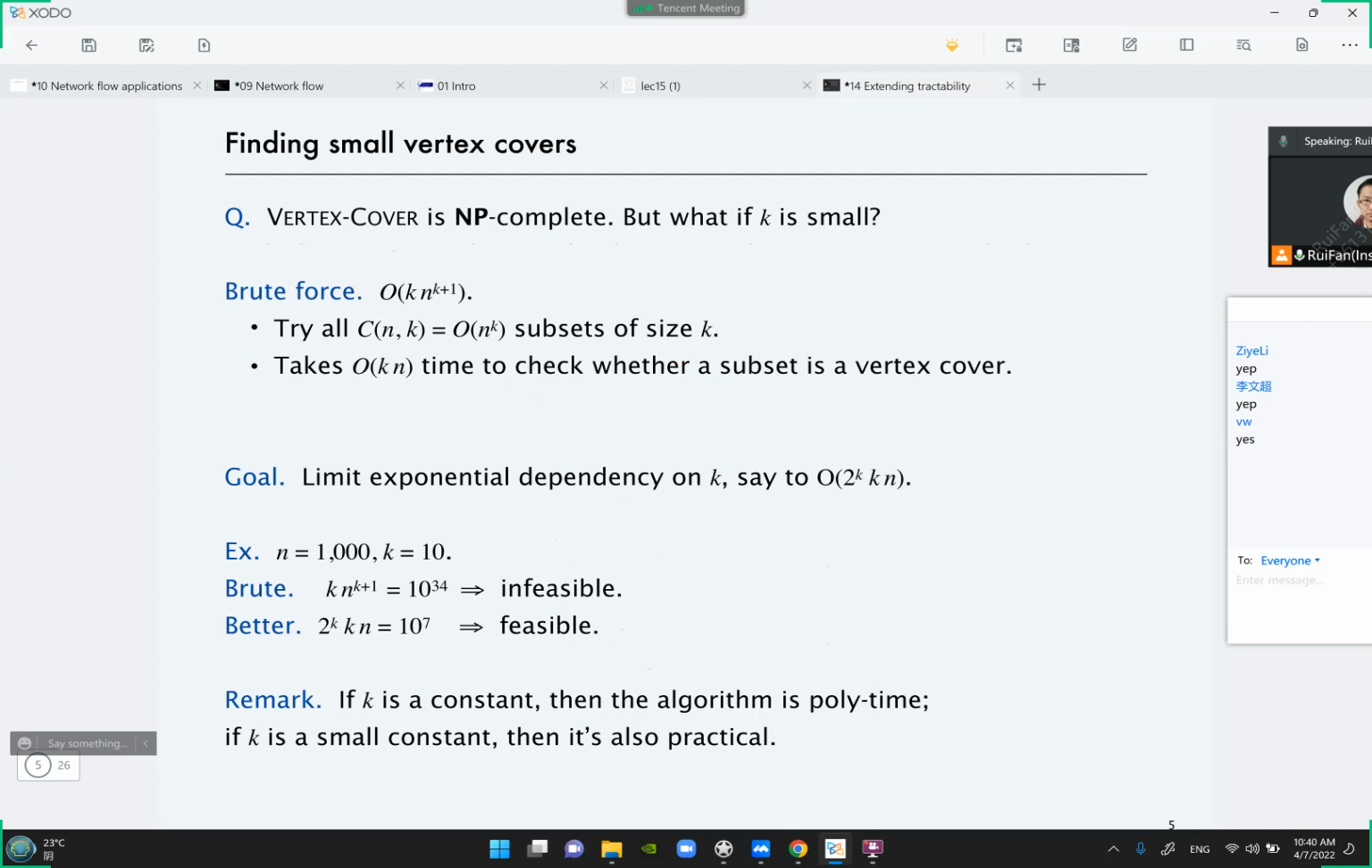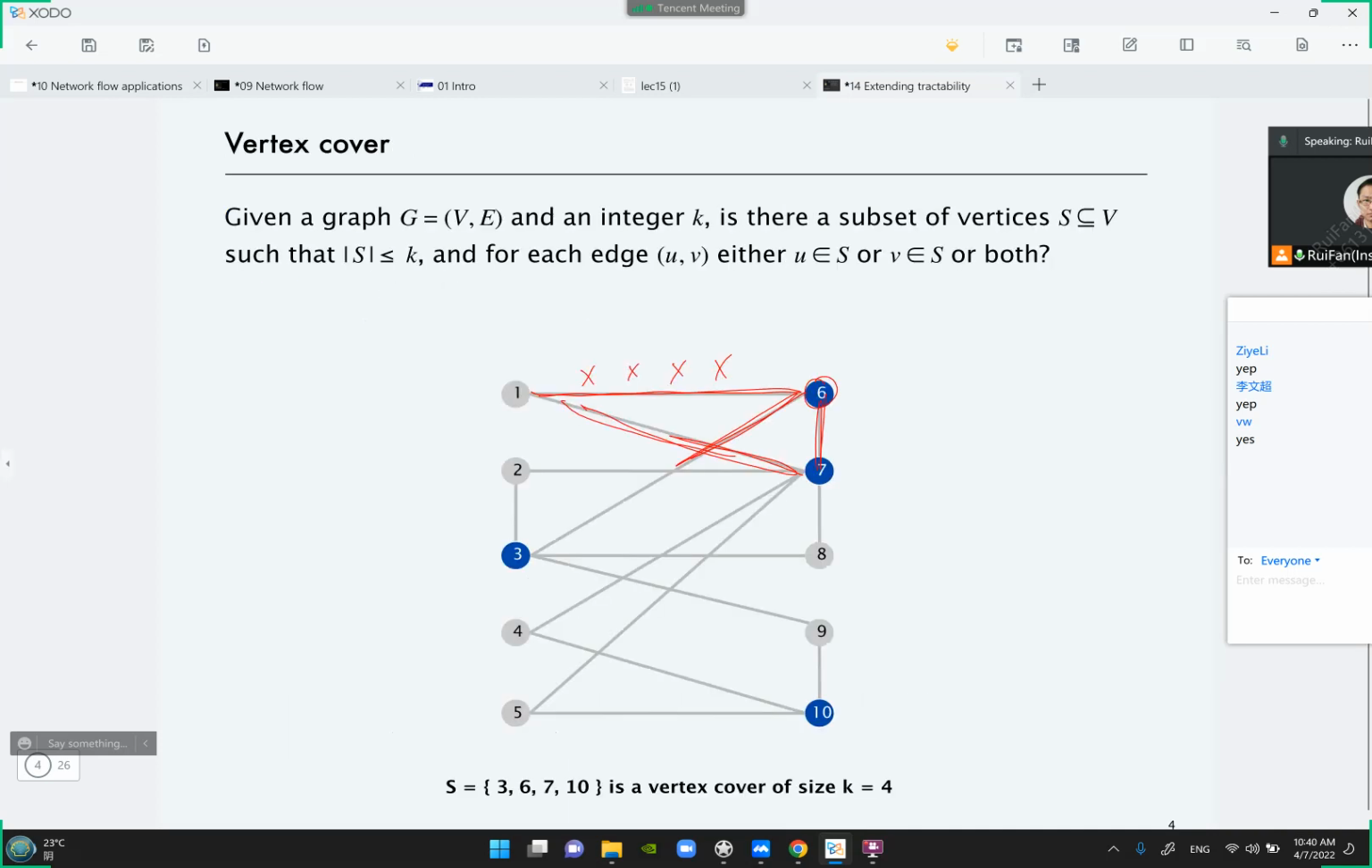Okay, so therefore, if I give you a general graph, then we're not able to find a minimum vertex cover in polynomial time. However, it turns out that for many graphs, it's possible to cover the graph using a small number of vertices. For example, for this graph, we only need 4 vertices to cover all of the edges. Then the question is, what if I give you a graph and I just want to cover it with a small number of vertices, and see if this is possible to do?